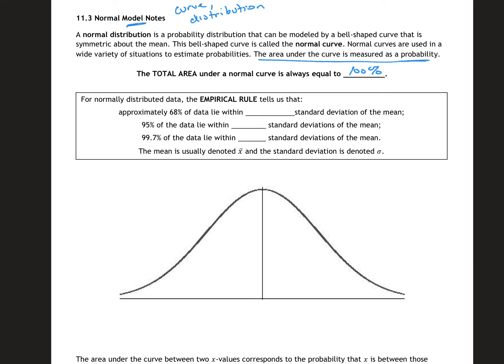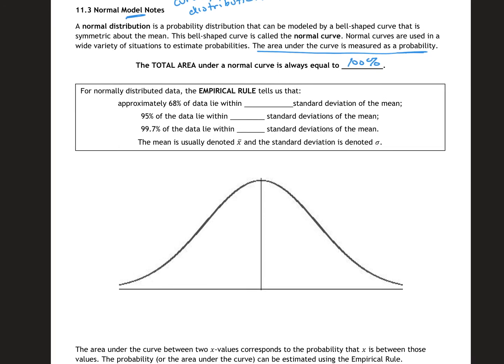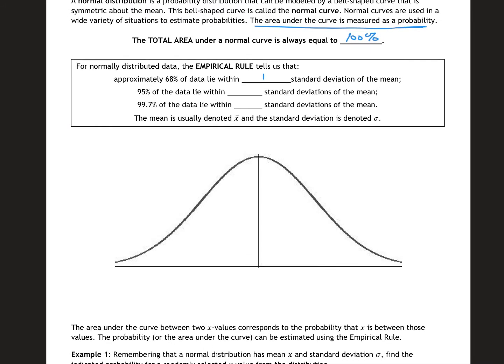So for normally distributed data, the empirical rule tells us that approximately 68% of the data lie within one standard deviation of the mean. 95% of the data always lie within two standard deviations of the mean. And 99.7% of the data lie within three standard deviations of the mean. So the mean is usually denoted by x with the bar on top and the standard deviation with that little circle with a hat on it.